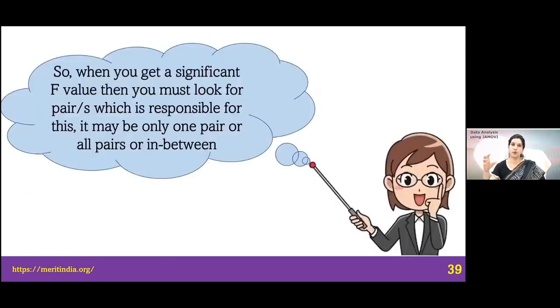So if you have a significant F value, you should always look for the pairs which have that significance. That means you should do a post hoc test.